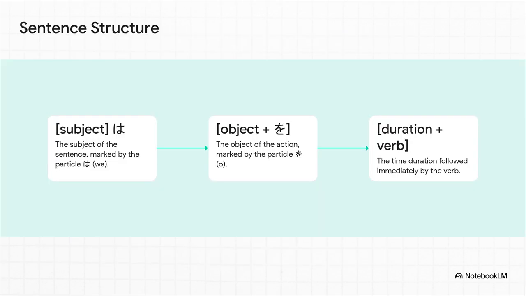So where do we actually put this new jikan phrase in a sentence? Well, here is your blueprint, your secret formula. You're going to start with your subject, marked by wa. Then you've got the object, which is marked by o. And this is our key part, the duration, our jikan phrase, comes right before the verb at the end. Getting this order down is absolutely crucial.